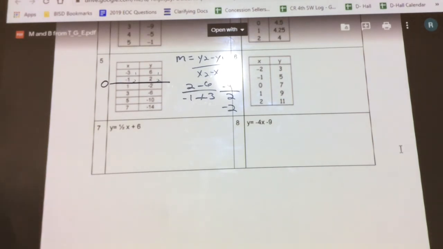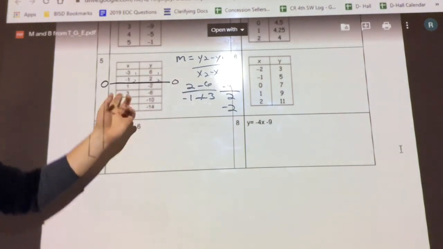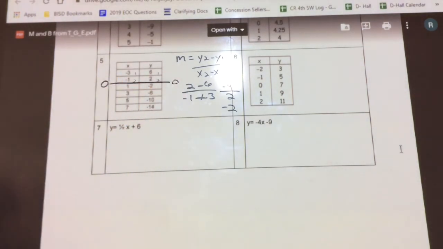I feel like I got a lot of blank stares on that one. Nod your head if you follow what I said on that. Ruger, you good there? Caden? Josh? Okay. So if it's 0, 0, that means it goes to the origin and it's proportional.